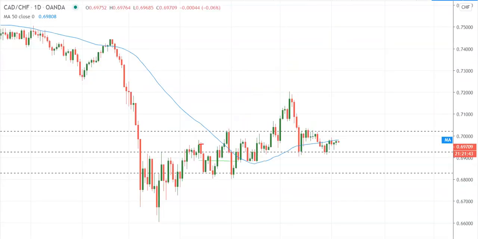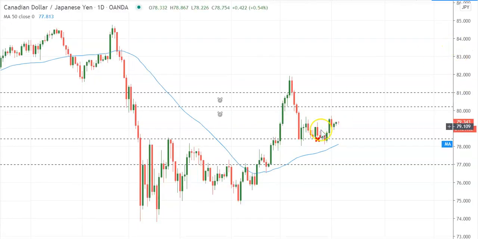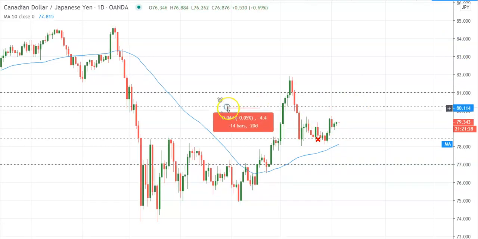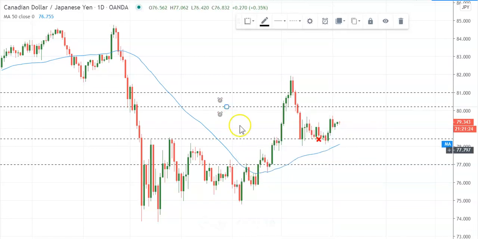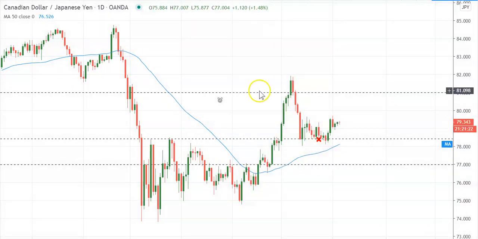CAD Swiss. Similar thing, there's no trade. They've got to break out of these levels here. You can see where price reacted, so stay patient. CAD JPY, exactly the same. We can bring this down into here. Let me just take this off.